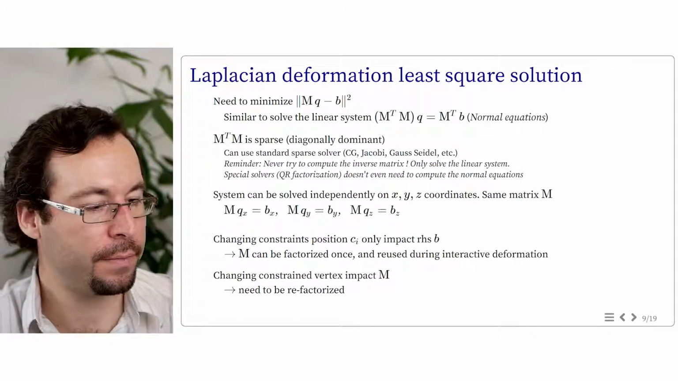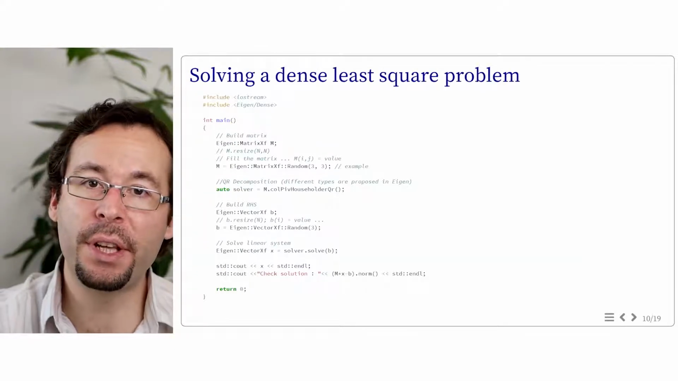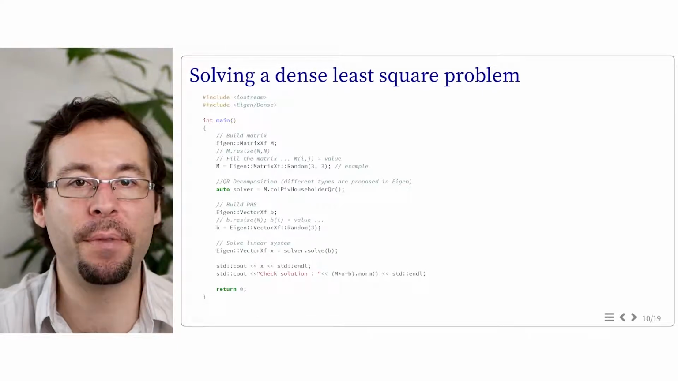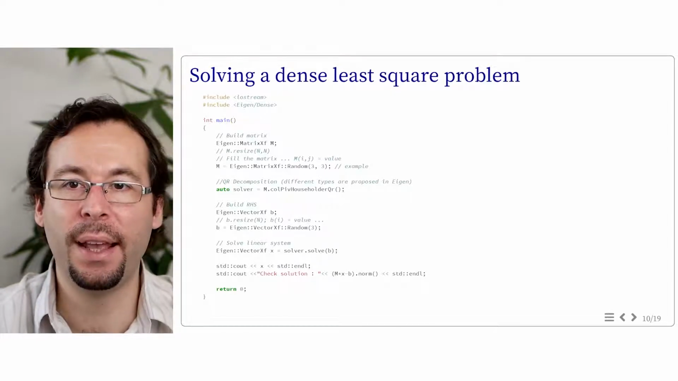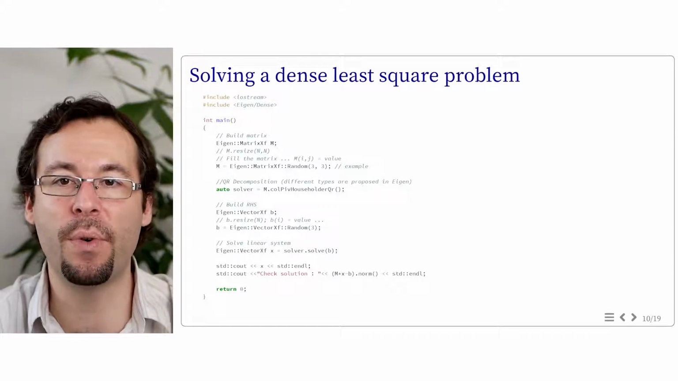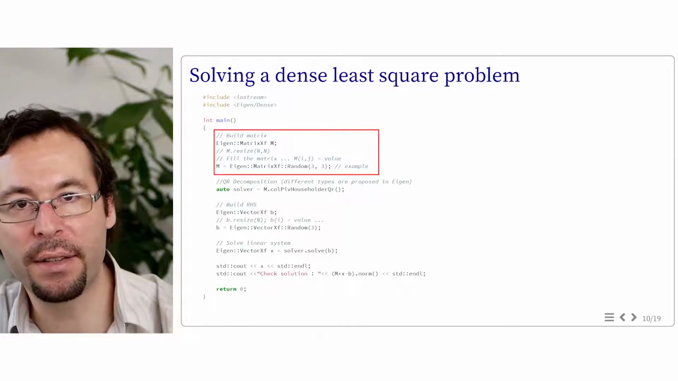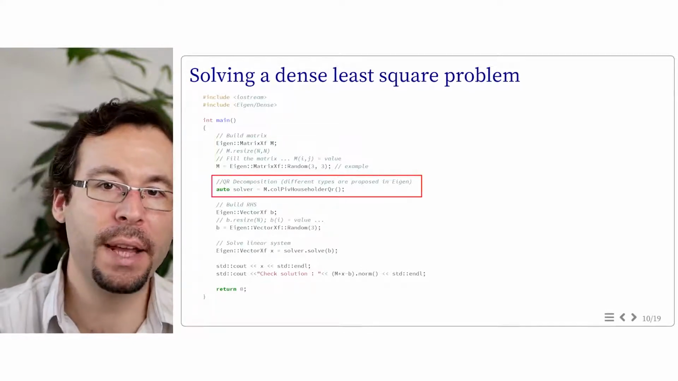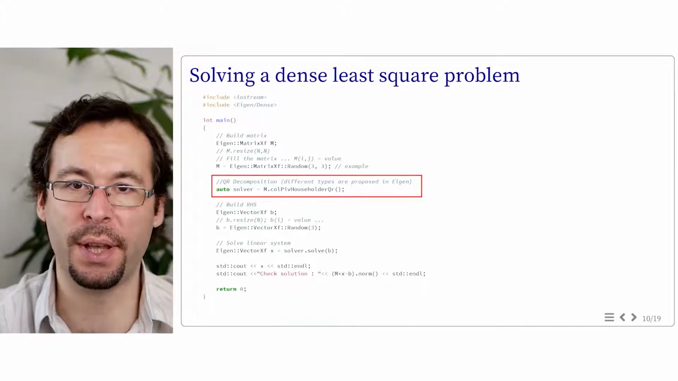With respect to implementation, Eigen is a nice library that we can use to solve numerically systems of equations in C++. It proposes iterative and direct solvers. And if you haven't used it yet, here is an example of solving a dense least square problem. The principle is always the same. First, you build your matrix, you resize it, you fill it with the values. And then we apply a factorization to this matrix to speed up the resolution of the system.